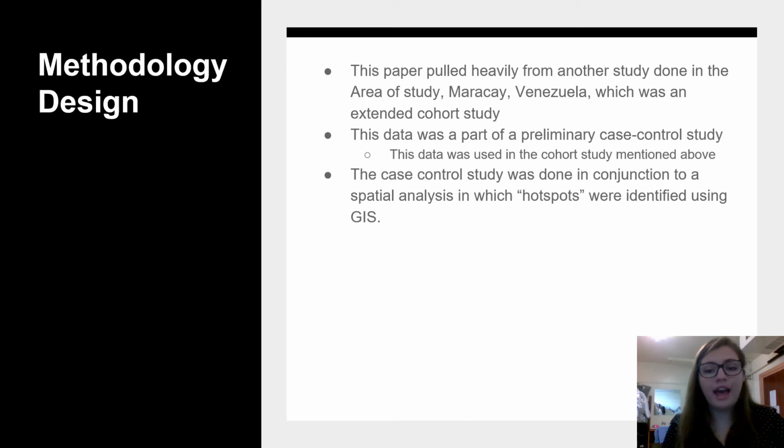This paper was heavily influenced by another paper that was done in conjunction with this. It was also studying Maracay, Venezuela, and it was an extended cohort study. This paper, on the other hand, is a preliminary case control study that was later used in the cohort study mentioned. The case control study was done in conjunction with spatial analysis, in which hotspots were identified using GIS, which I will explain later.